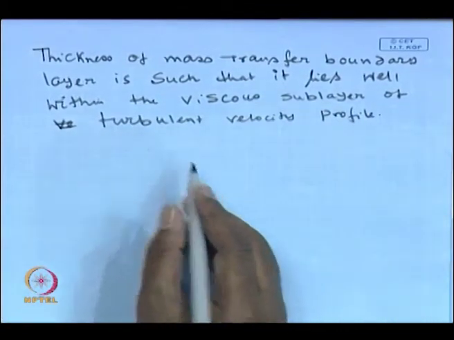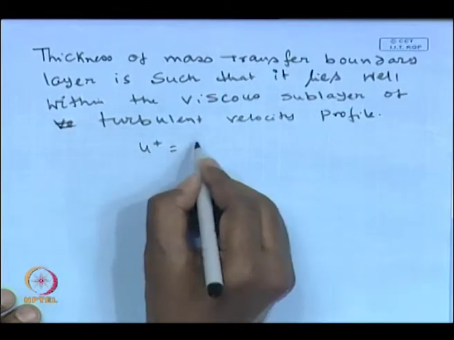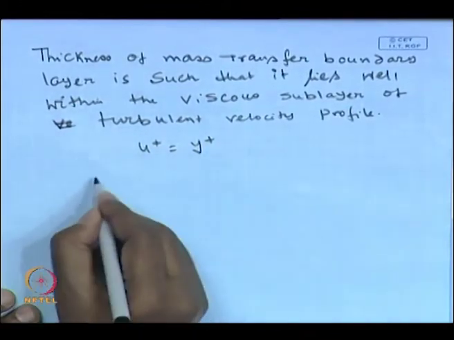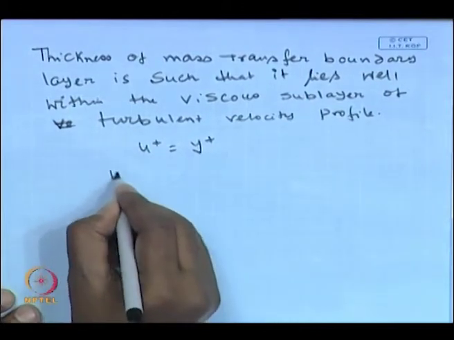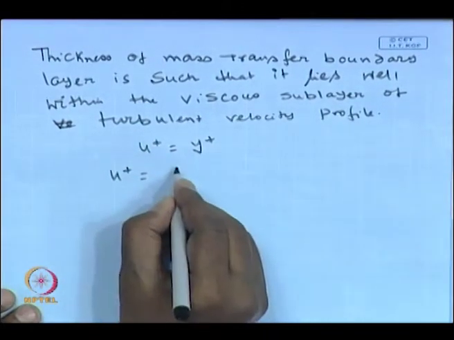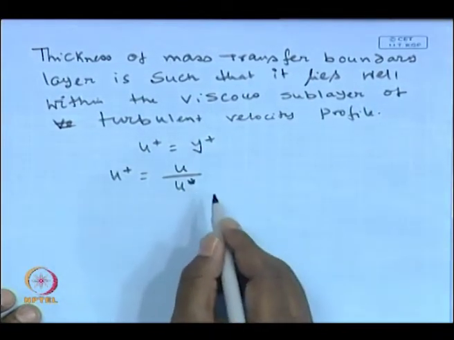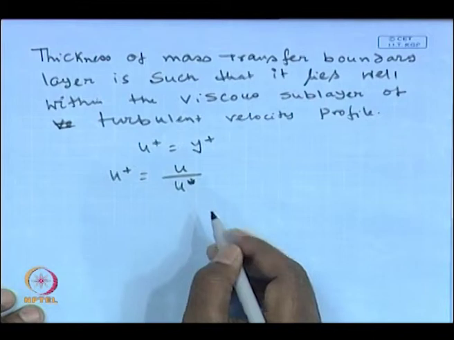So, what is the velocity profile? u plus is equal to y plus. Now, let us come to the different conditions, etc. What is u plus? It is a non-dimensional term, u plus is equal to u by u star, and what is u star? u star is known as the friction velocity.